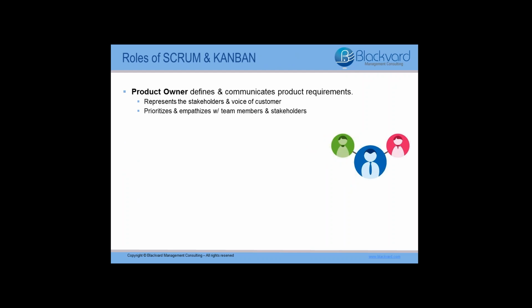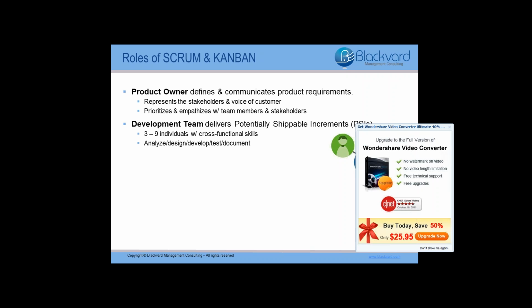Scrum consists of three main roles: the product owner, the development team, and the Scrum Master. The product owner defines and communicates the product requirements to the development team. They represent the stakeholders and the voice of the customer. One per team is allotted, and it's their job to prioritize and empathize with the team and the stakeholders. Their tasks are things such as demonstrating solutions, announcing releases, and organizing milestones.